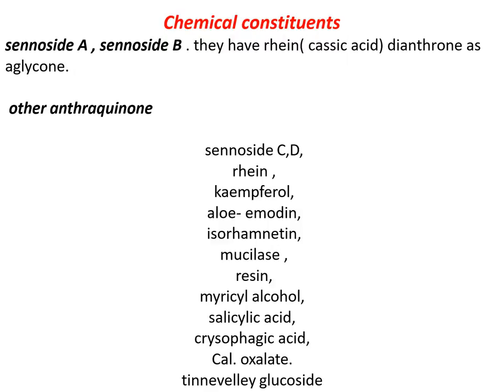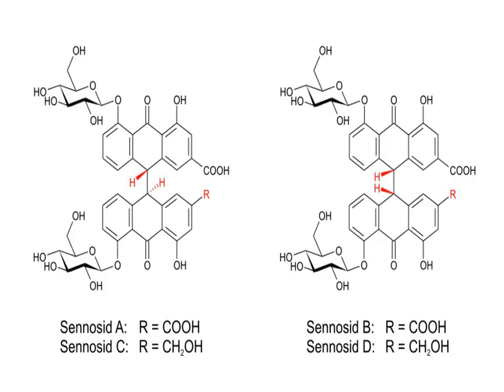These are the microscopic evaluation. Then chemical constituents: Sennoside A, Sennoside B, rhein, cassic acid, which is the chemical name of rhein, and dianthrones as the aglycon part are present. Then other anthraquinones present in Indian Senna are Sennoside C and D, rhein, kaempferol, aloe-emodin, isorhamnetin, mucilage, resin, myricyl alcohol, salicylic acid, chrysophanic acid, calcium oxalate, and Tinnevelly glucoside. And these are the structures of Sennoside A, Sennoside C, and B and D.